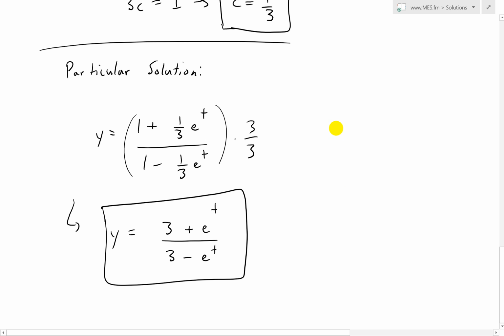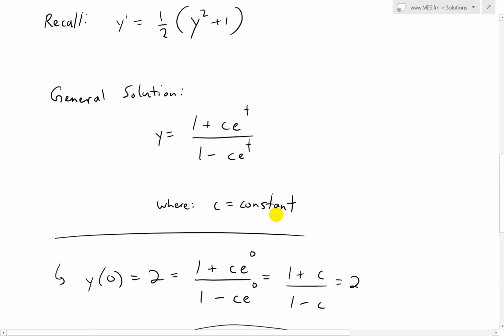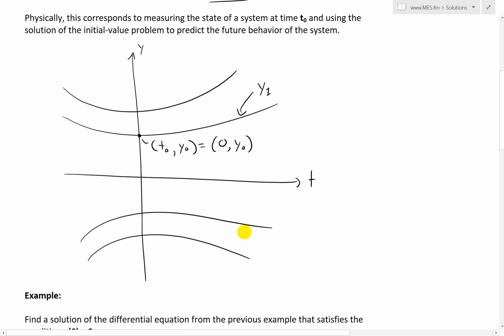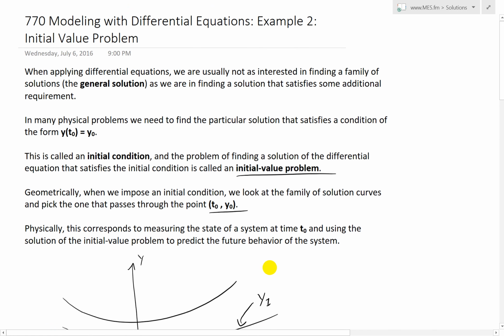This is just one solution, as opposed to the general solution, which is a bunch of curves, whereas ours is just one curve. Here's the idea: there's a bunch of curves, and we only pick the one we want. Anyways, that's all for today.